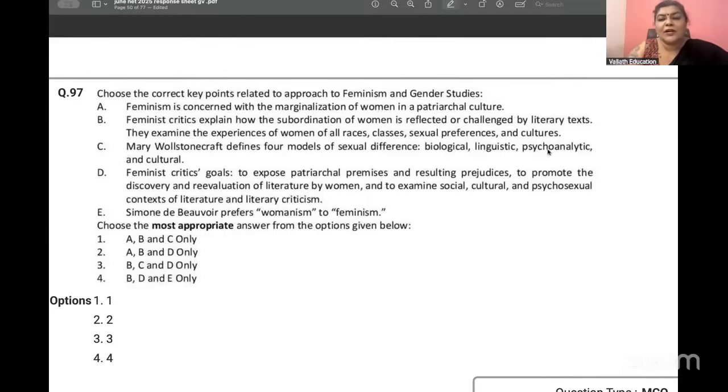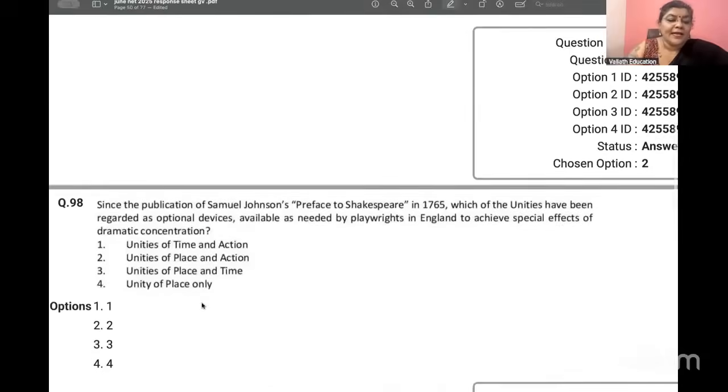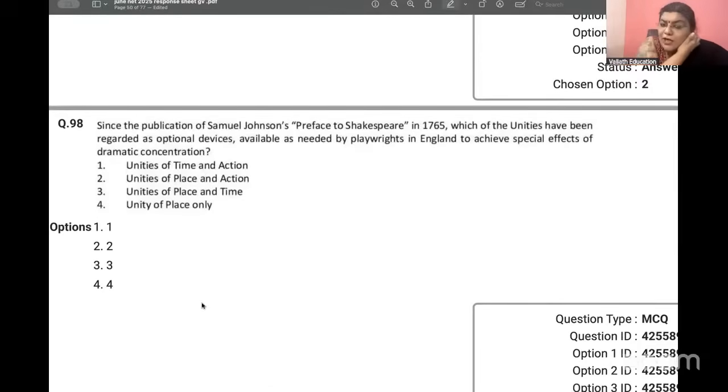Mary Wollstonecraft cannot do psychoanalysis. So C and D are wrong. If C and D are wrong, it must be ABD. ABD is the answer.